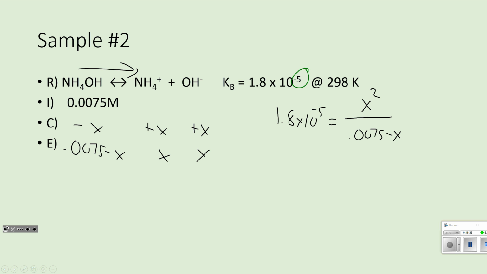So when you think about that, this x value in this particular problem is tiny. Because if the K value has a big negative power of 10, that x value is going to be tiny. And if it's tiny, a small number multiplied by a small number, x squared, that mathematically can change a lot. But if I take a tiny number and subtract it from 0.0075, it's barely going to change this. Does that make sense?